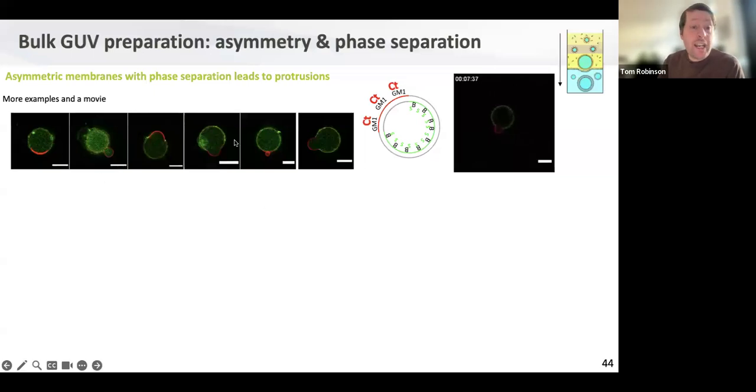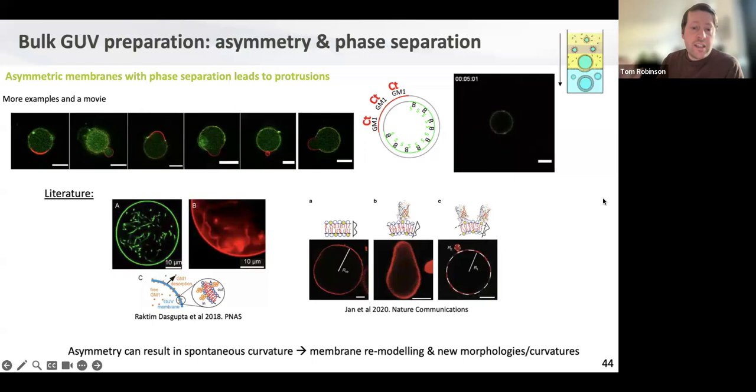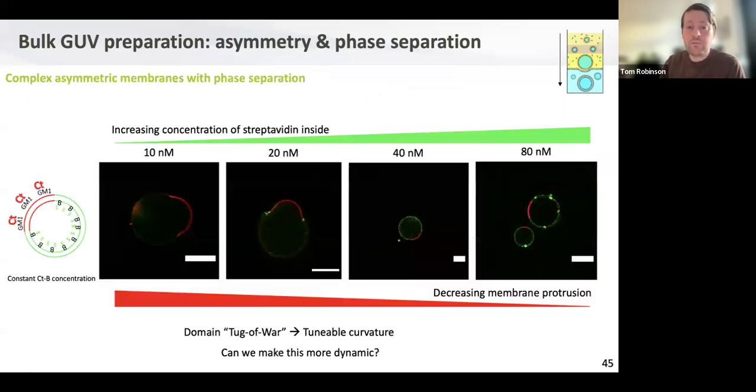And here we have other examples of where we saw these protrusions. There's also a movie happening here. I won't go into too much detail about this, but the reason why this happens, if you look in the literature, is that it's quite well known that when you have asymmetric distribution of large biomolecules on a membrane, it can change the spontaneous curvature of the membrane. And then just like cells do, it can result in membrane remodeling and new morphologies and curvatures. So this is indeed what we're seeing in our system.